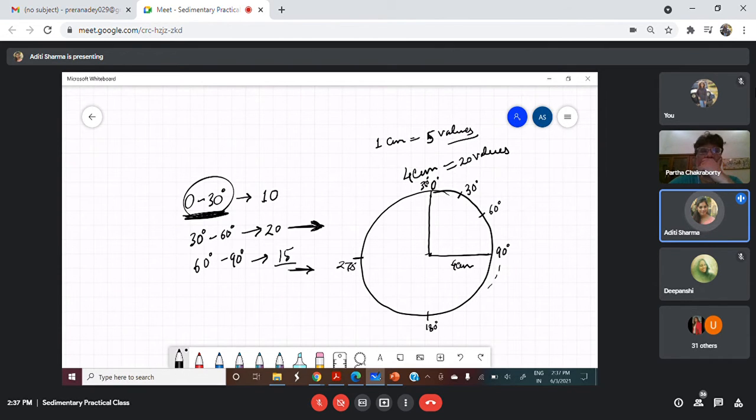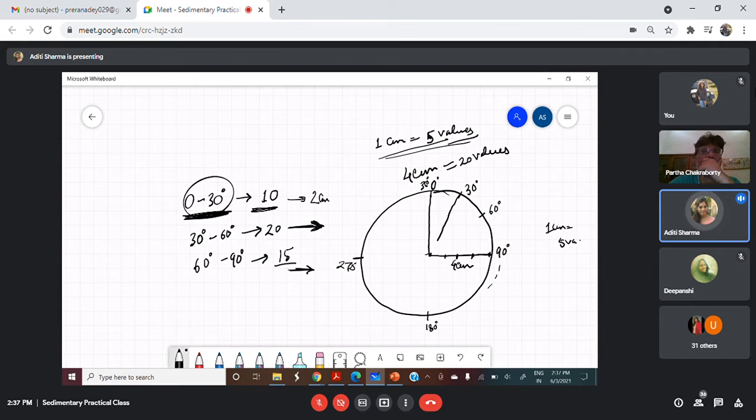I have already set this scale: 1 centimeter equals 5 values. So I'll divide it into equal intervals, like 1 centimeter, 2 centimeter, 3 centimeter, and then 4 centimeter. Okay, so from 0 to 30 degree, I'm getting 10 values. So how much distance do we need to mark? 2 centimeter for 10 values.